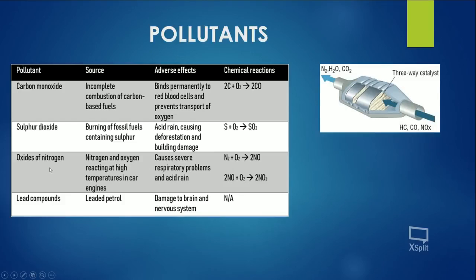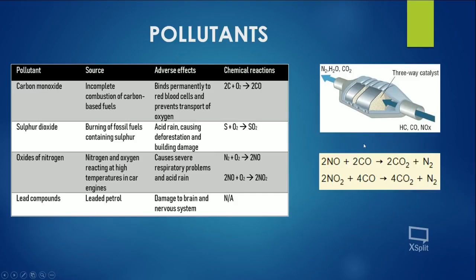One way to counteract the production of oxides of nitrogen inside car engines is to install a catalytic converter. This is a pretty smart way of neutralizing these pollutants. Basically, it catalyzes the reaction between nitrogen oxide and carbon monoxide, producing carbon dioxide and nitrogen. And as you know, carbon dioxide isn't that bad.